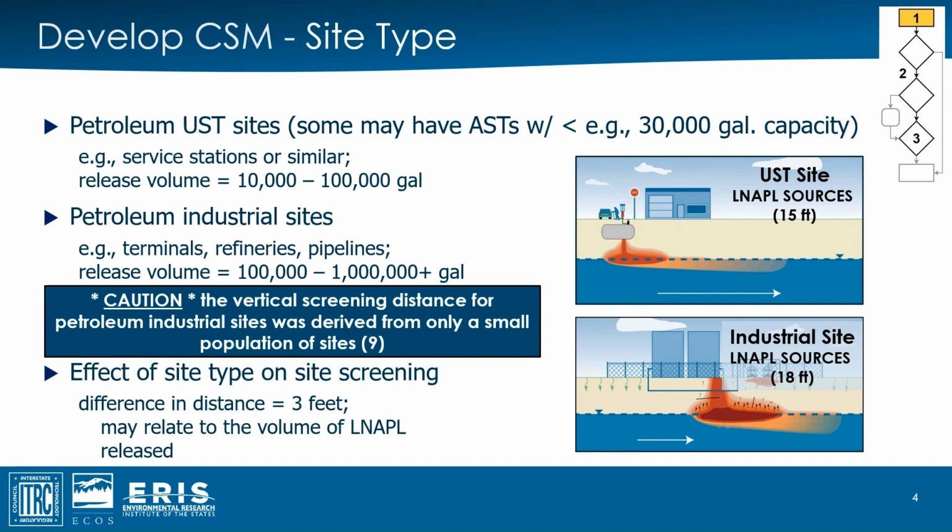It's also important to note that it may be possible to apply the 15-foot screening distance at a petroleum industrial site if the release volume is relatively similar to that which one might encounter at a petroleum UST site. Further details on how the vertical screening distances were derived can be found in a separate video on petroleum vapor intrusion titled "The Case for Change, Petroleum Vapor Intrusion PVI Screening."